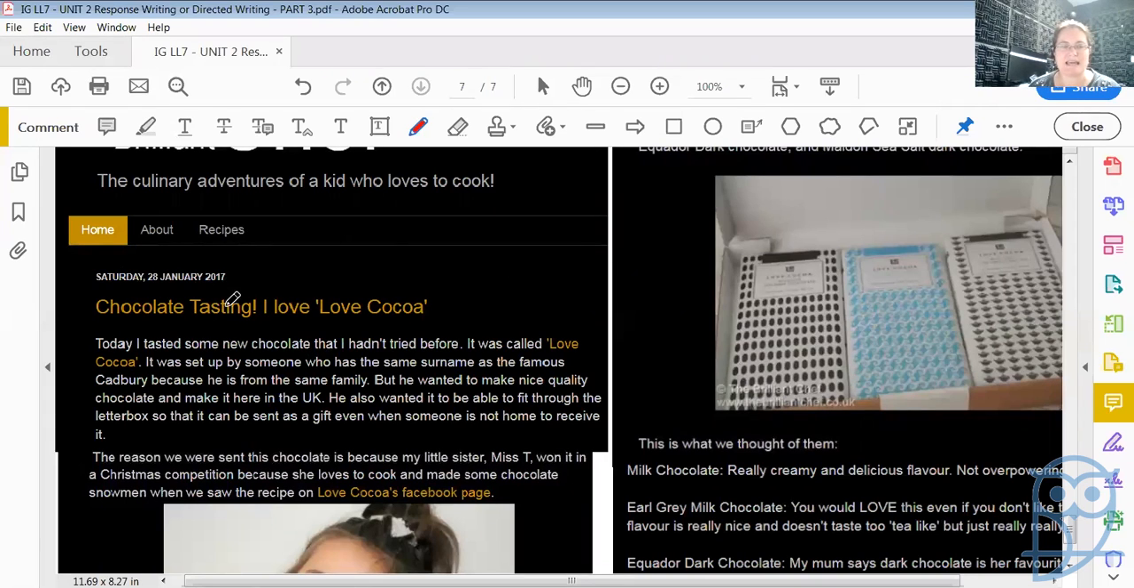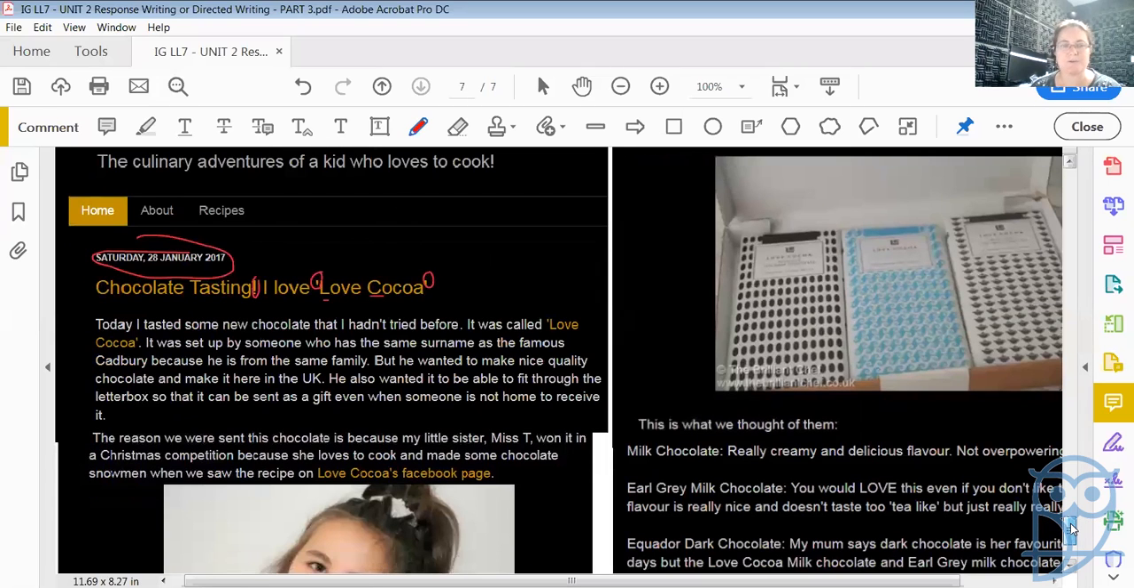And look at the heading they've given this particular blog. They've given the blog a date, and then they've given it a title: Chocolate Tasting, exclamation mark. There's emotion. I love cocoa, and it's surrounded by quote marks, therefore it is the name of something, and it's got capital letters. We know it's a proper noun. It is a brand that they are referring to.